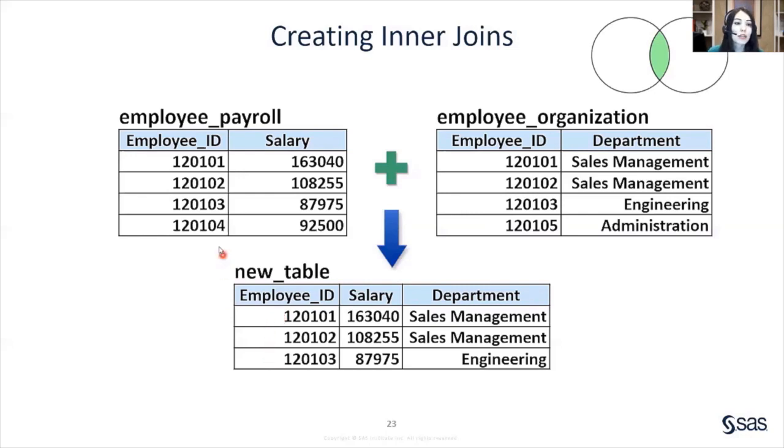However, employee ID 04, for example, only exists in employee payroll. There's not a match there. Employee ID 05 only exists in employee organization. Again, not a match there.